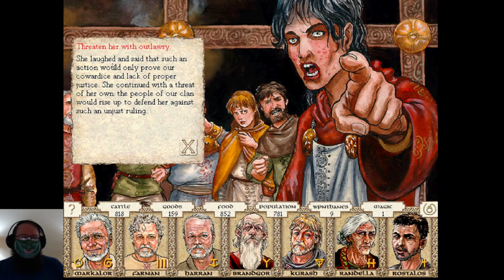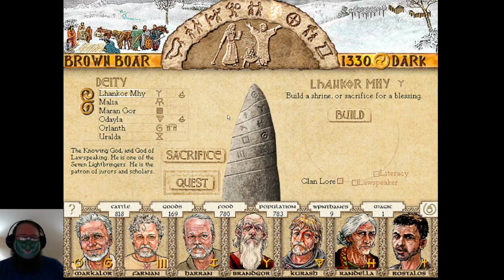She laughed and said that such an action would only prove our cowardice and lack of proper justice. She continued with a threat of her own. The people of our clan would rise up to defend her against such unjust rulings. Well, that is one way to look at it. It's dark season. Clan lore helps divine the truth.